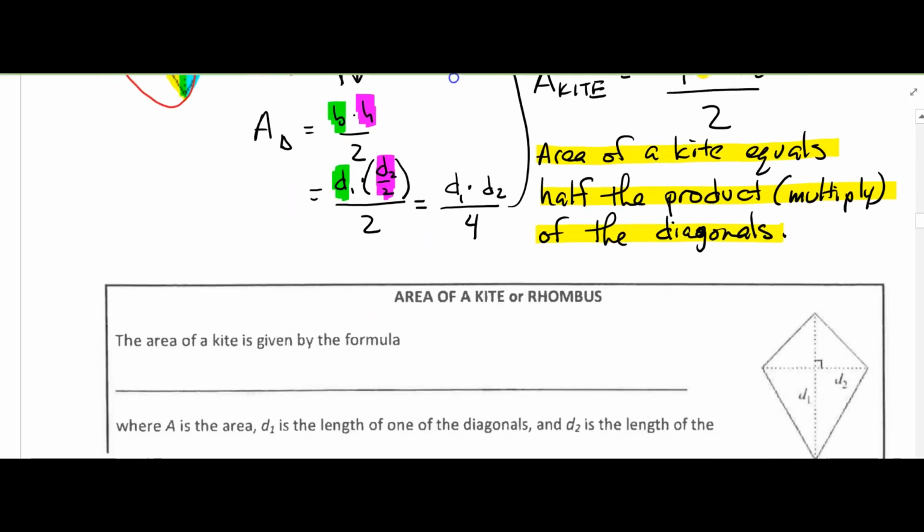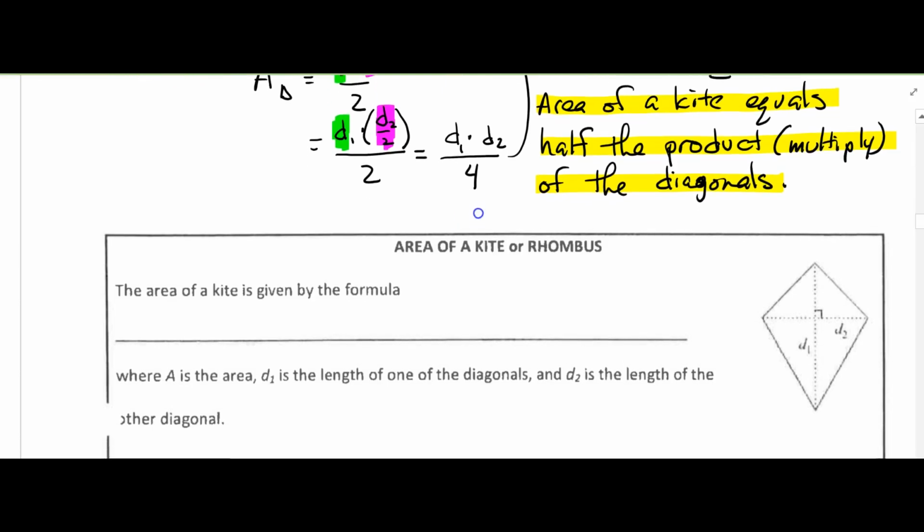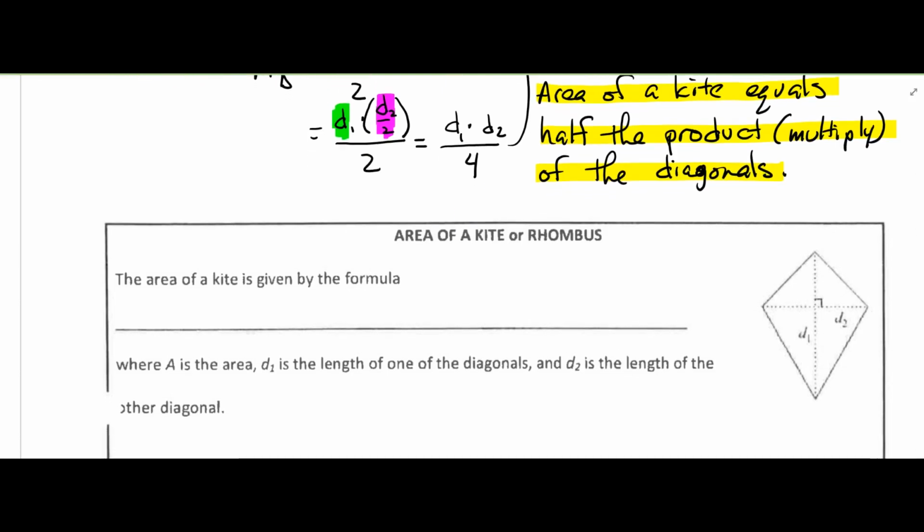So let's go ahead and recap this over here. Area of a kite is given by the formula A sub kite equals D1 times D2 divided by 2, where A is the area, D1 is the length of one diagonal, D2 is the length of the other diagonal.